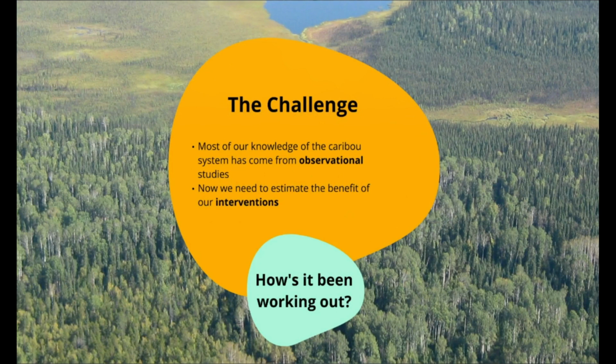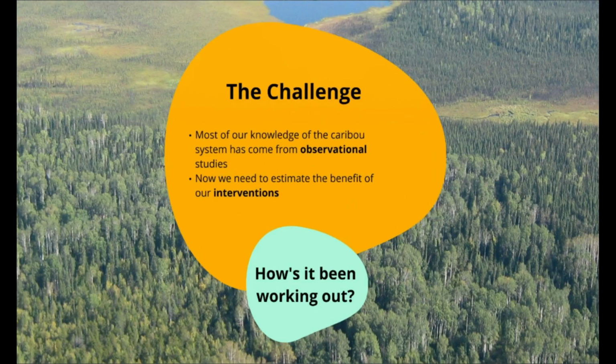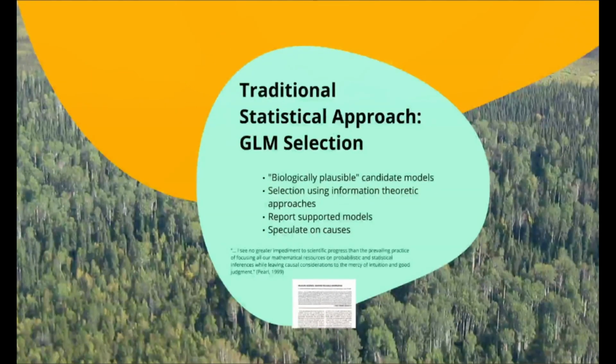But before getting into that, I just wanted to talk about how we've been doing things more commonly in the past. And this, of course, every discipline has their techniques, and this is probably common to what many of you face in your disciplines. But what we settled on is some sort of generalized linear model selection approach. So the idea is to come up with, say, buckets of predictor variables that we would consider to be biologically plausible candidate models.